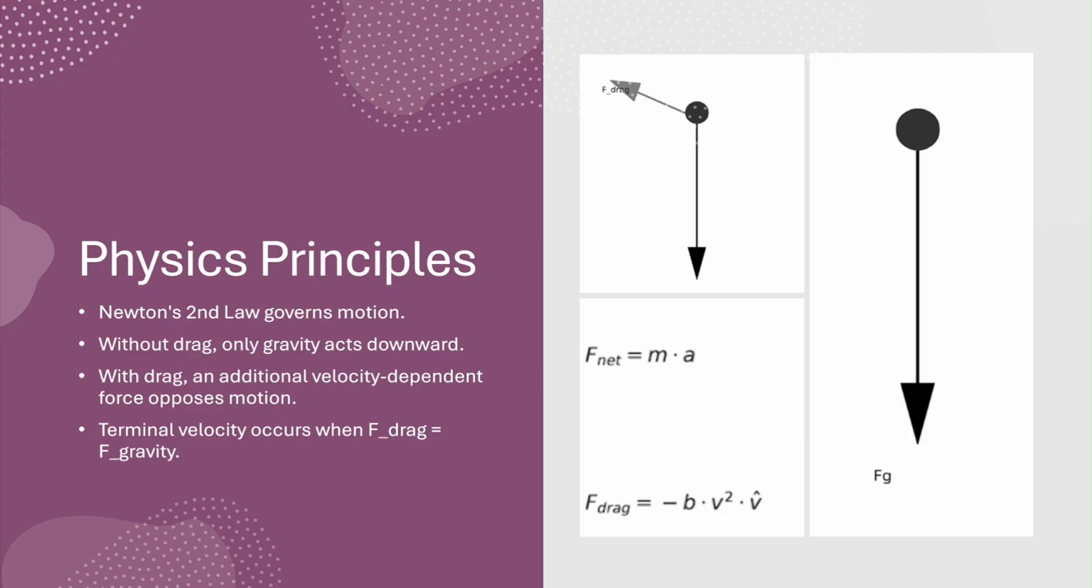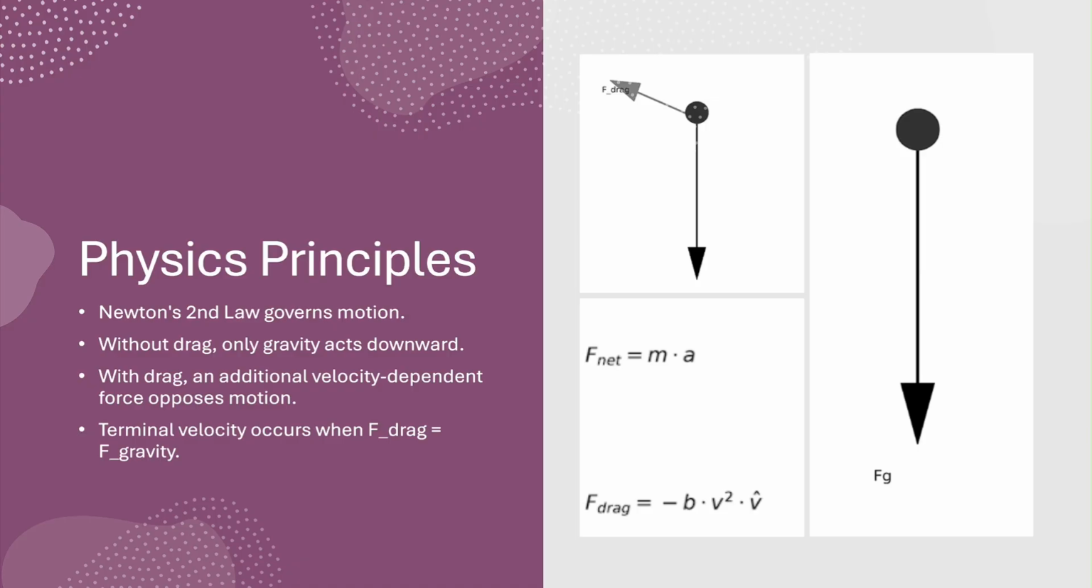Let's recall the core physics at work here, Newton's second law. As shown here, force equals mass times acceleration governs all motions in this lab. In the gravity-only model, the only force acting is the downward pull of gravity. But in the real world, objects such as our paper roll also experience air resistance. This drag, which is shown here in the formula, this drag force always opposes the direction of motion and grows stronger as the object moves faster.